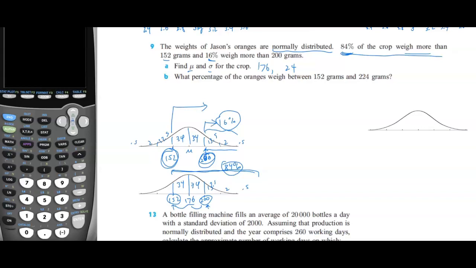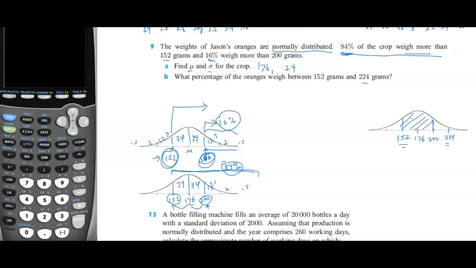B, what percent of the oranges weigh between 152 and 224? 152, remember, is one standard deviation width to the left of the mean. And then 224, let's see, this would be 176. It would be the mean. 200 would be the next one. Remember that the standard deviation width is 24. So if we add 24 again, we get 224. And that's the right boundary they want. So they want to know 152 to 224.